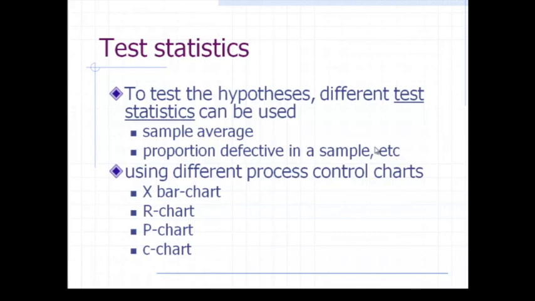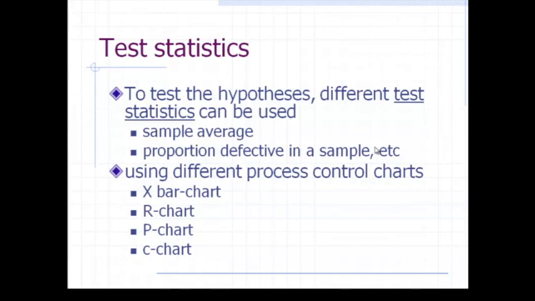So for example, if you use the sample average, this control chart is called an X-bar control chart. If you use the range of each sample, it's called an R chart. If you use the proportion of defects for each sample, it's called a P chart. And if you use the number of defects, it's called a C chart.